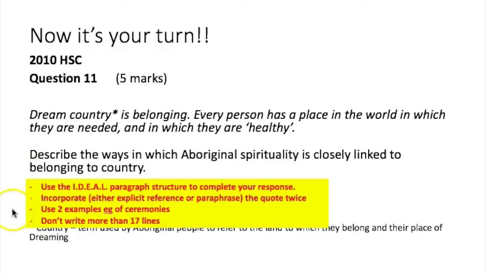To answer this question, use the ideal paragraph structure. Incorporate explicit reference or paraphrase the quote twice. Use two examples, maybe of ceremonies or of sacred sites or of kinship or of obligations to land and people. Bring in some aspect of each of the three dot points and try your best not to write more than 17 lines. And now it's time to get started.